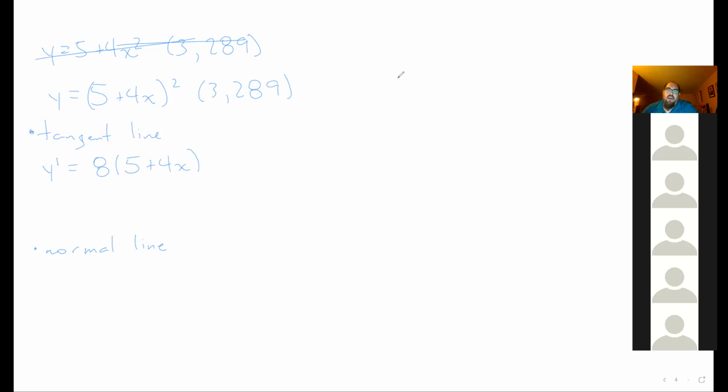Another way you can do this is by expanding it, so y equals 25 plus 2 times 4 times 5, 40x, plus 16x squared. You can take the derivative of that, which comes out to 40 plus 32x, which is the same thing we're going to get here. All right, so we got the derivative. Now what do I do with it?